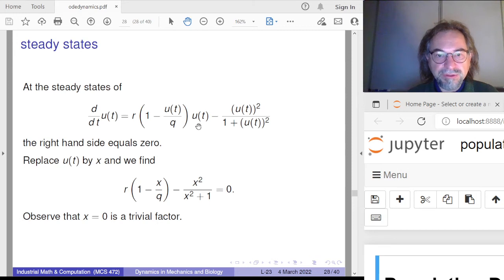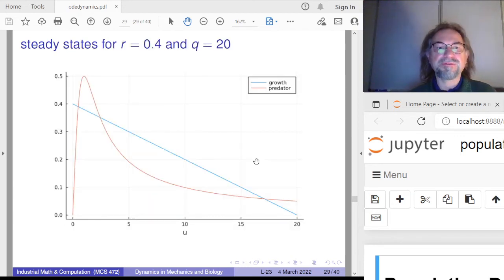And observe that the x is a trivial factor. In doing the substitution, there's a typo here. There is an x that is missing. After the great bracket here, there should be an x. In any case, you could also have seen it here. U of t equals 0 is actually a trivial factor. That's when the population size is 0. Not really interesting.